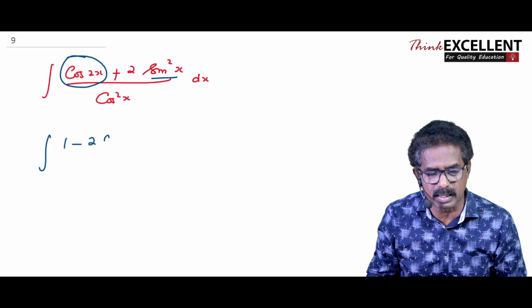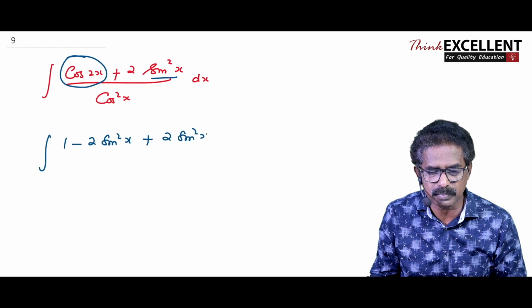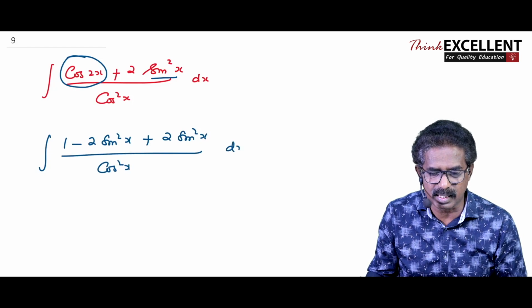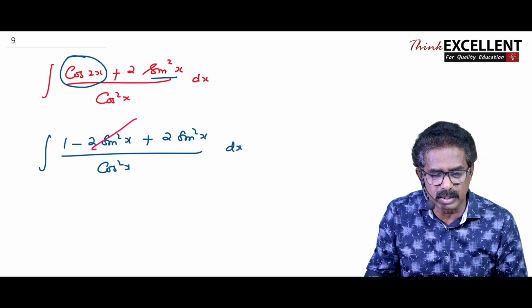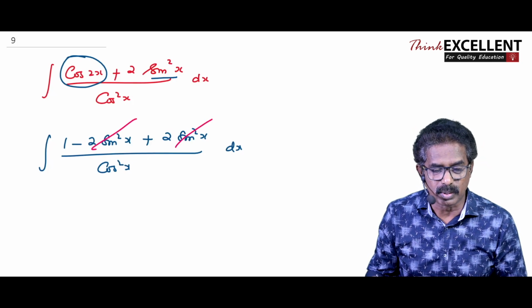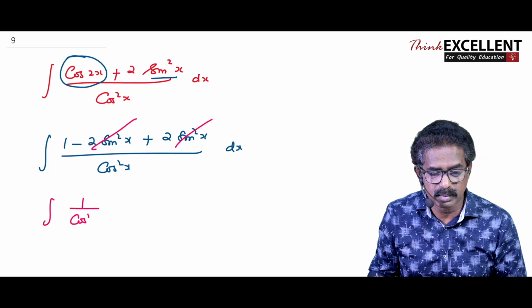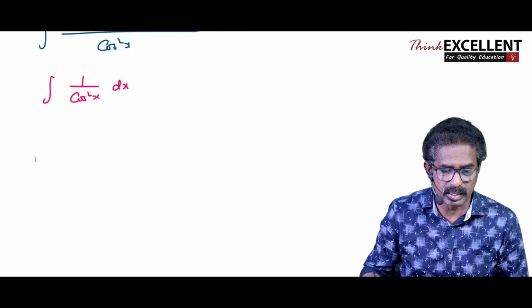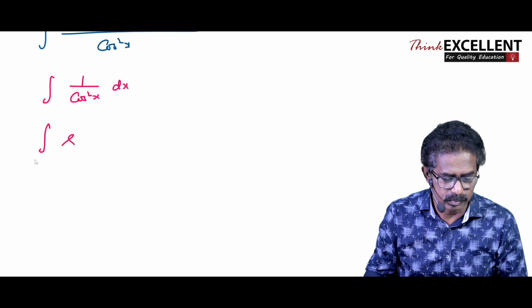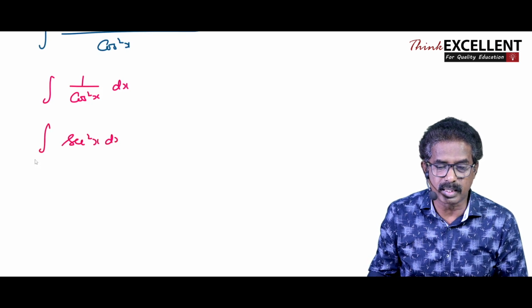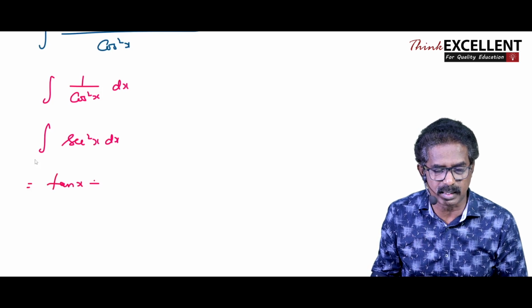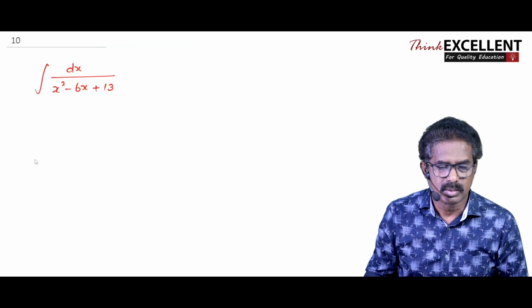அப்போ 1 minus 2 sin square x plus 2 sin square x divided by cos square x dx. அந்த ஒரு ஐடியா வந்துட்டுது, you can do it. These two get cancelled, right? So, integral 1 by cos square x, reciprocal 1 by cos na secant, right? So, integral secant square x. Secant square x integration is what? Tan x, right? So the answer is tan x plus c. Very simple question. So look at the next one.